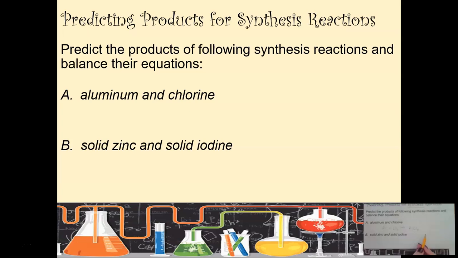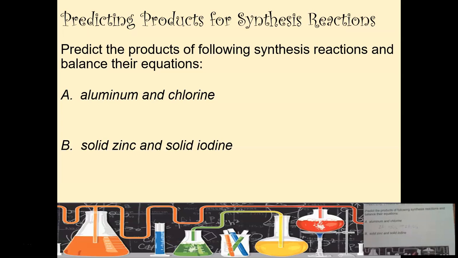When we're done with that, you can balance the equation. 2 chlorines and 3 chlorines. I'm going to even that out to give me 6 chlorines. So I'm going to put a 3 here, 6 chlorines and 6 chlorines. 2 aluminums, 2 aluminums. So I'm balanced.